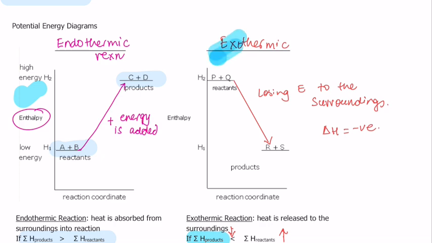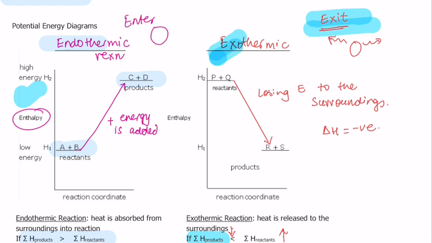Another way of thinking of this is exo is exit. So heat is exiting this system, energy is going away. And endo makes you think of, hopefully, enter. Heat or energy is entering the system.